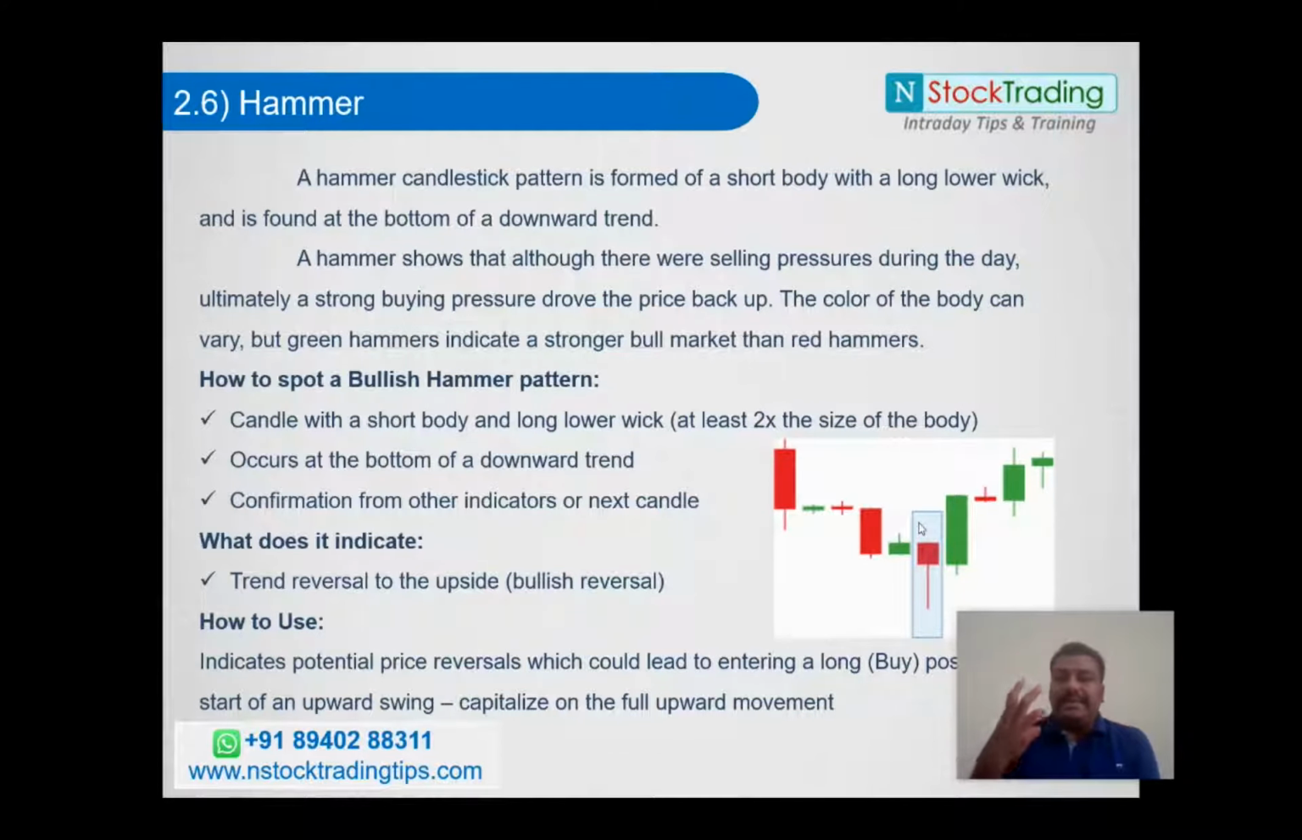whenever we have a hammer, it means that the trend is changing, it's reversing. So if you're holding or if you're trying to enter, this is a very good decision-making point where we know that, yes, there is going to be a reversal, and the decision can be taken based on the support and resistance if you know that, or just wait for the next candle and then you can take the trade. You can go for a buy call here. It's a bullish reversal. Whenever there's a hammer, it's a bullish reversal.